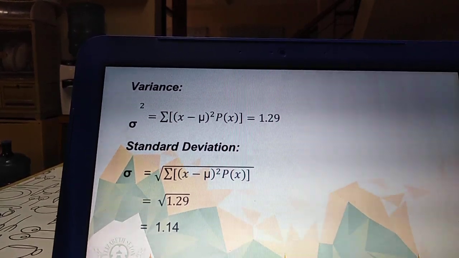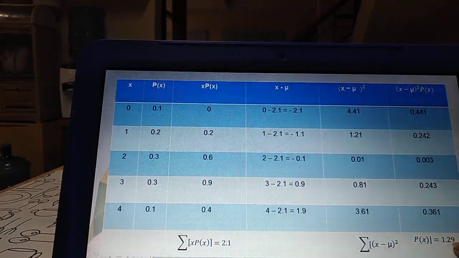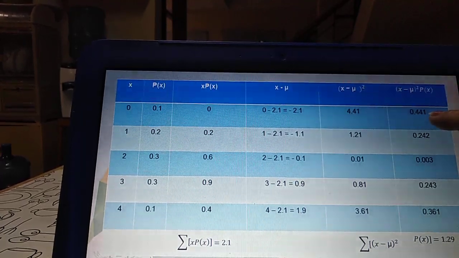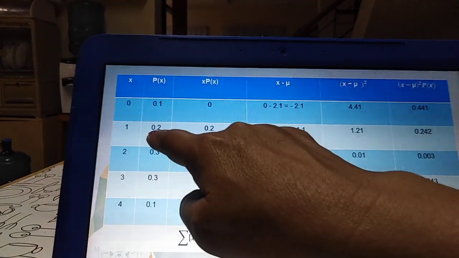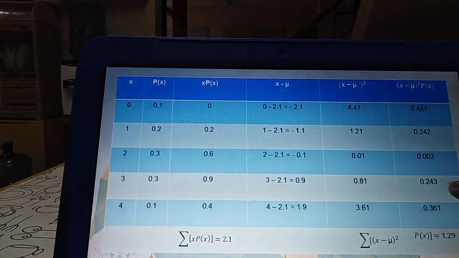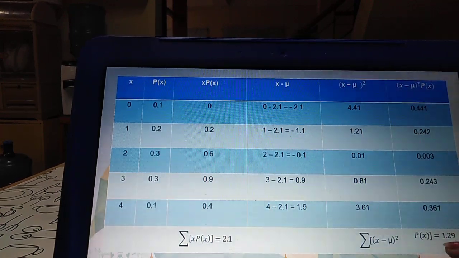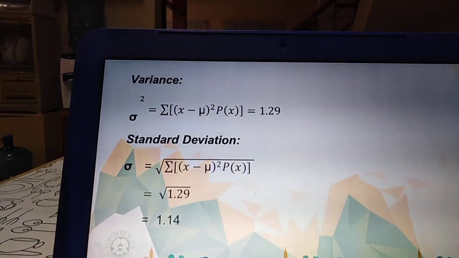So again, 1.29 is our variance. How did I get 1.29? I added all of this. How did I get this? I multiplied the square with the probability, the square with the probability, to end up with these values. I add everything, I get 1.29. 1.29 is now our variance, and the square root of our variance is now our standard deviation.